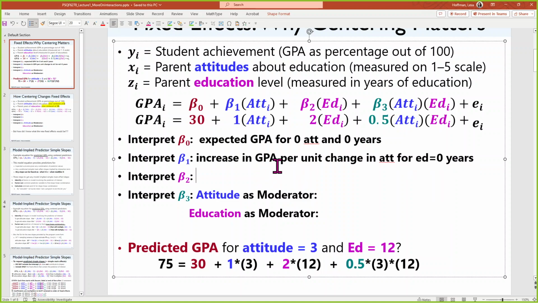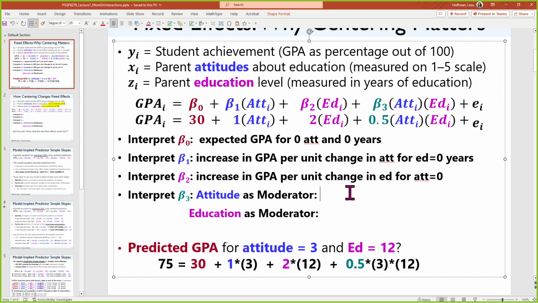Let's keep going. I'll start this one off for you. Increase in GPA per unit change in, what's my variable this time? Ed, for attitude 0. Also can't happen. 0 for 3, folks. This is why centering matters.